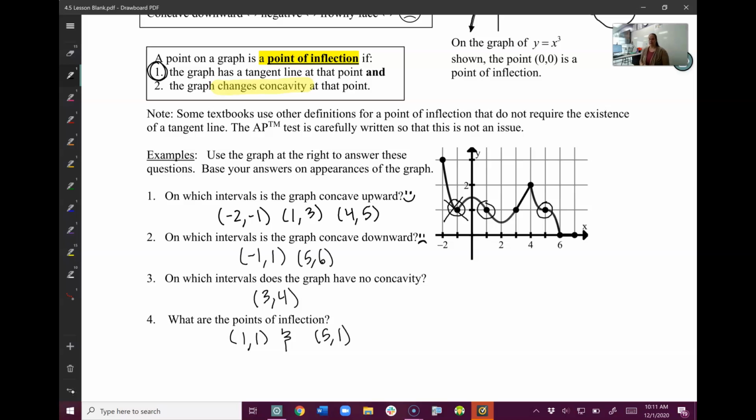Okay, so that's a brief first introduction to concavity. In the next video, we'll talk about it a little more in depth.